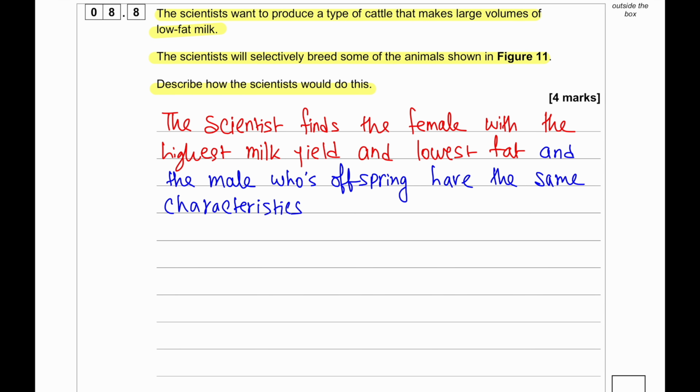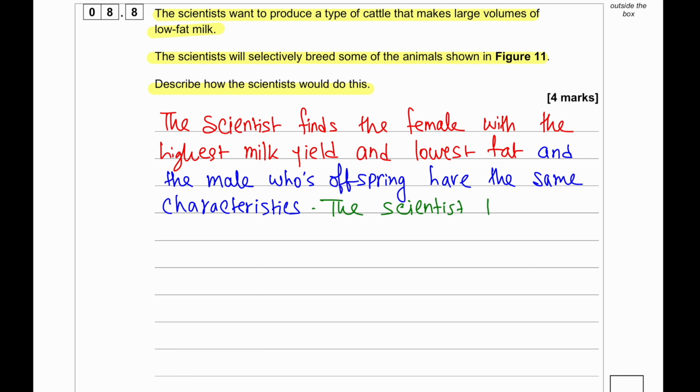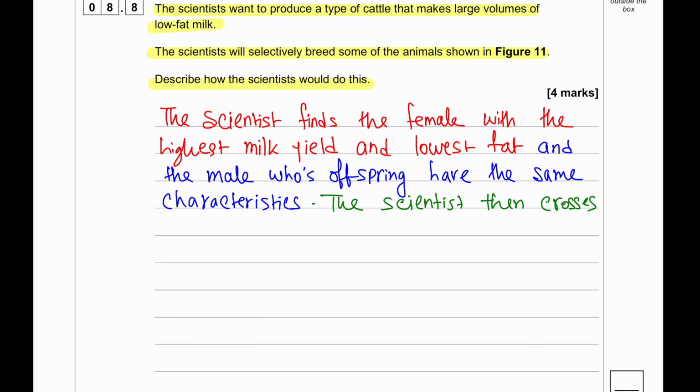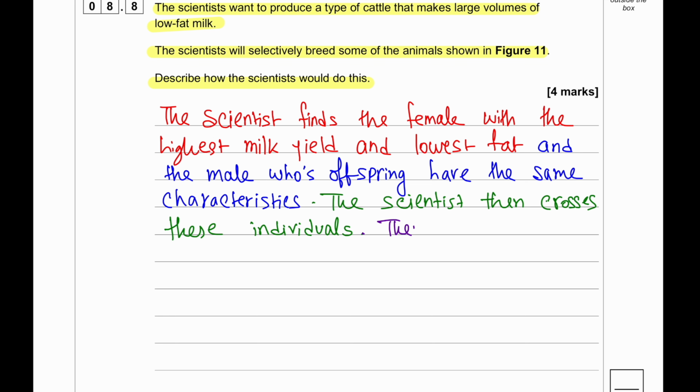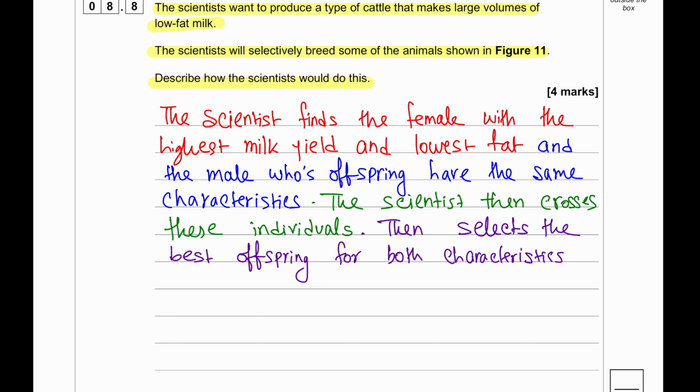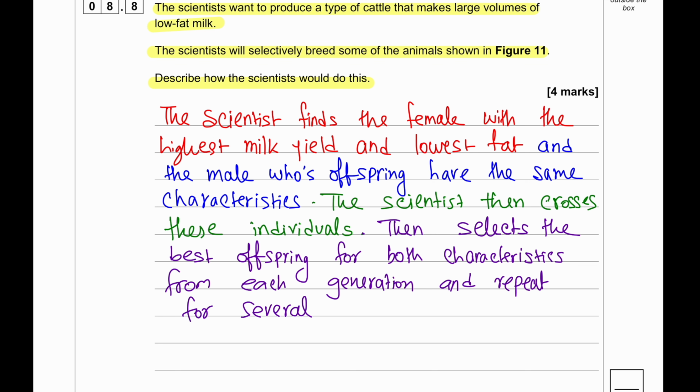Then the scientist will cross these two individuals and select the offspring that has the characteristics of high milk yield and lowest fat. And then the scientist will repeat the process for several generations until low fat milk and high milk yield becomes the common trait.